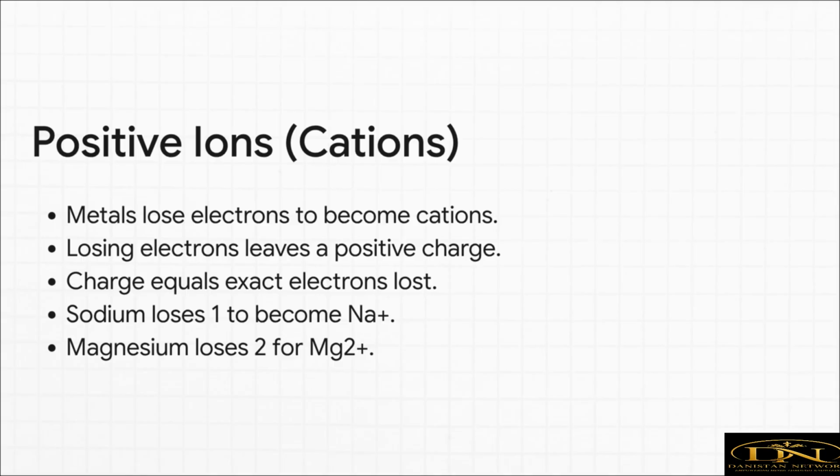If an atom loses 2 outer electrons like magnesium or calcium, you get a positive 2 charge, which we write as Mg2+ or Ca2+. They literally give away their negative baggage to become positively charged. Kind of a nice life lesson, actually.